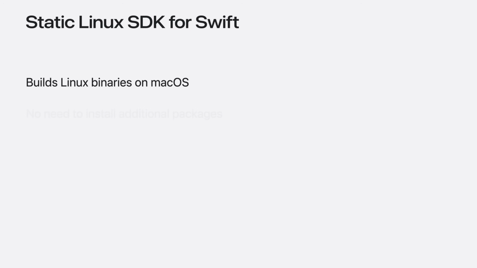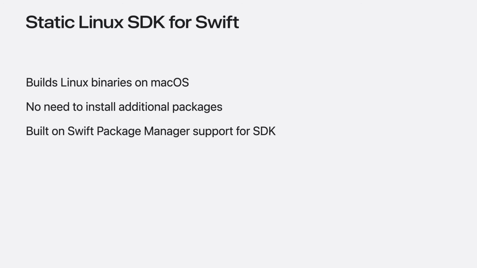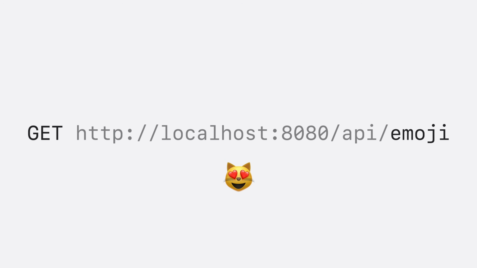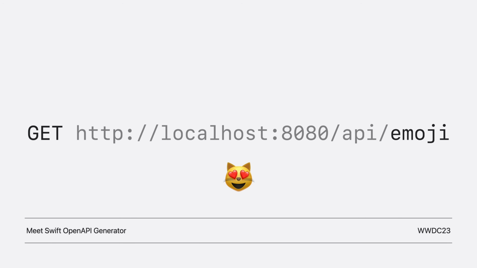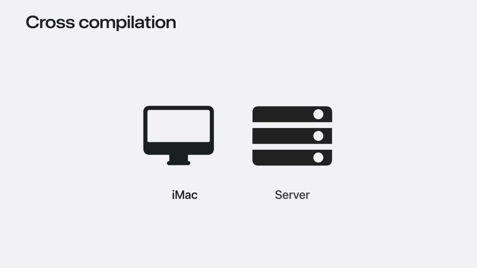We are excited to introduce a fully static Linux SDK for Swift to help you cross-compile from macOS to Linux. With static linking the libraries, you will no longer need to install additional packages in order to run your program. Let's see how this works in action. We're going to use a Swift package which has a simple REST API that returns one cat face emoji at random. If you wanted to learn more about this package, check out Meet Swift OpenAPI Generator. We will build this package on macOS and deploy it on a Linux server using the static Linux SDK.